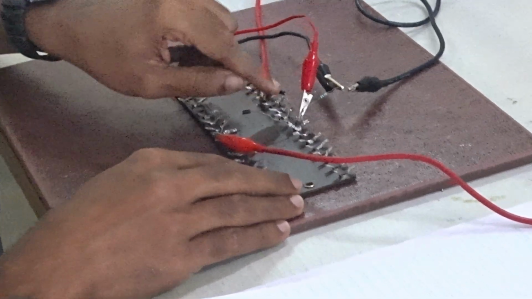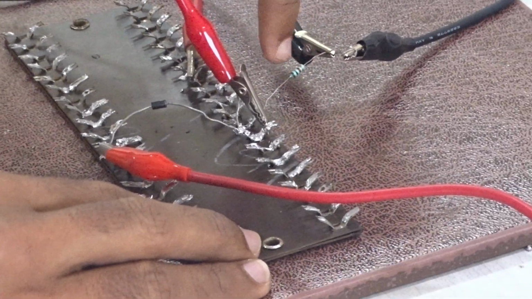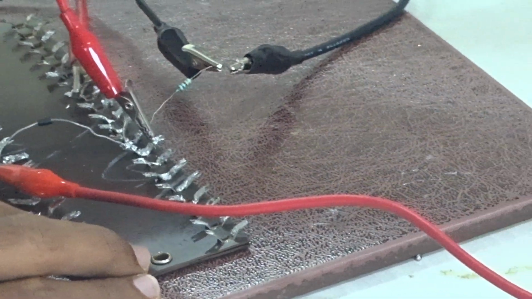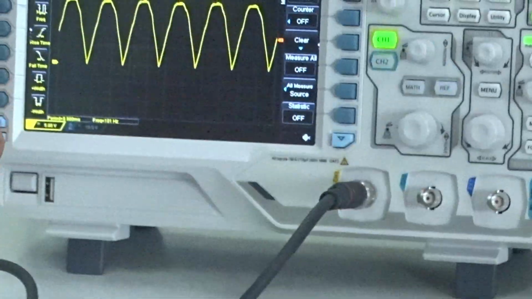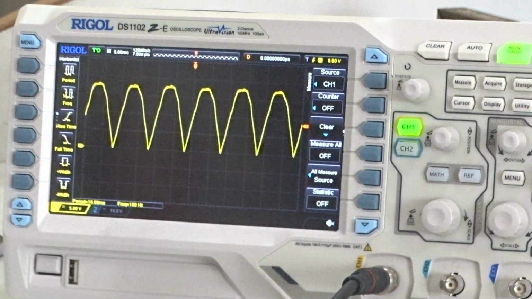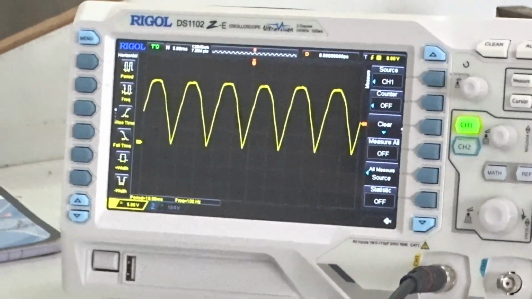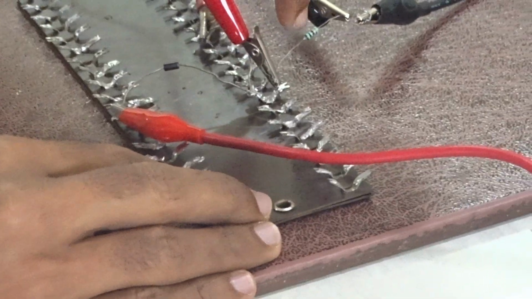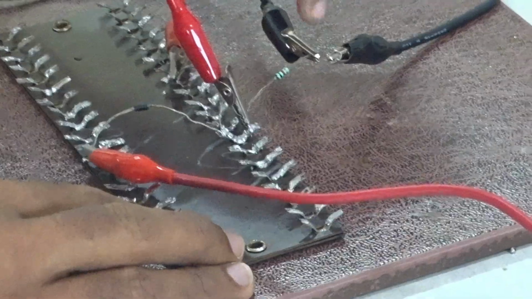The cathodes of both D1 and D2 are connected together, and from this point a resistor is connected. The other end of the resistor is connected to the 0 volt point. In order to see the output and to get some values from the waveform, we need to connect a probe, which will be connected to the oscilloscope. One end of the probe is connected to the point where the two diodes and the resistor meet, and the other end of the probe is connected to the other end of the resistor.